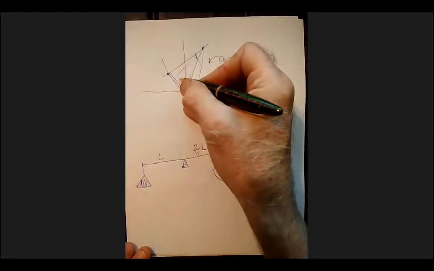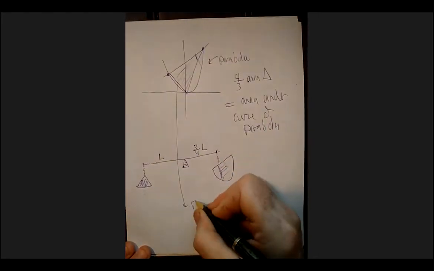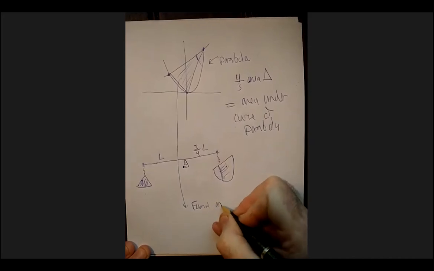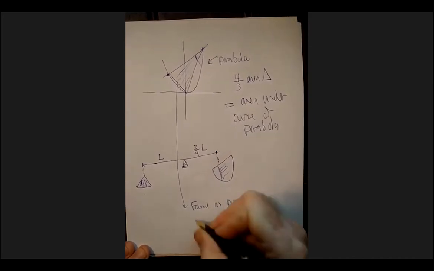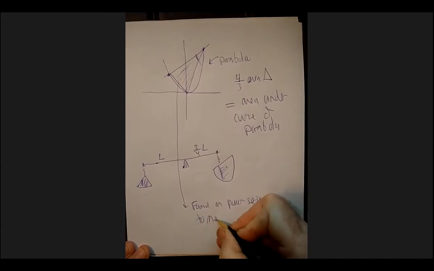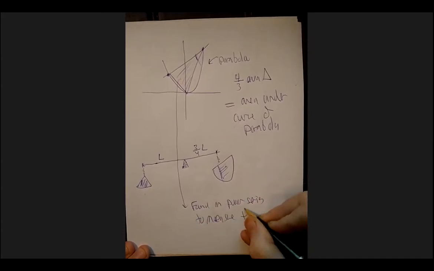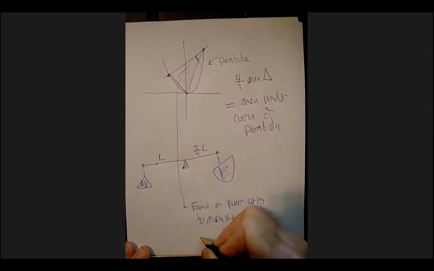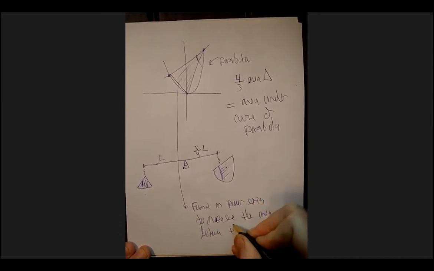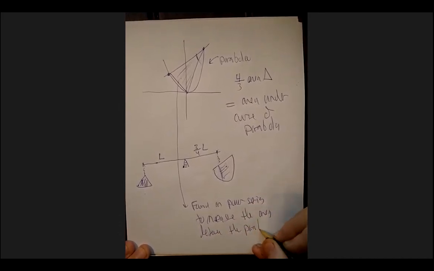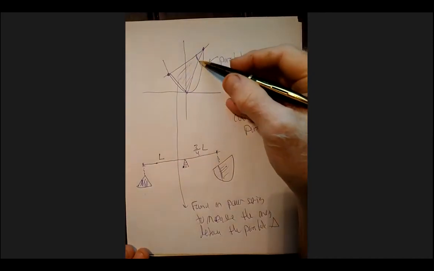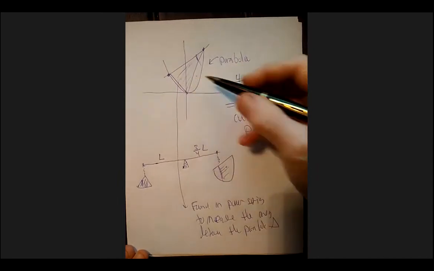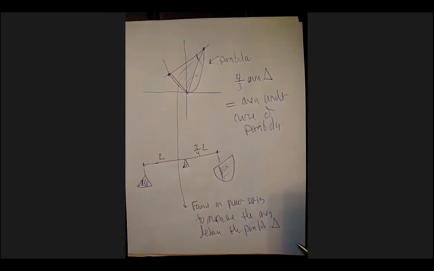He also found a series to measure the area between the parabola and the triangle. Remember, you know the area of the triangle, that's easy. So he figured out what these areas were using an infinite series.